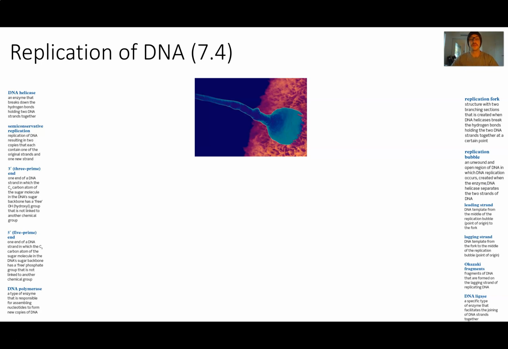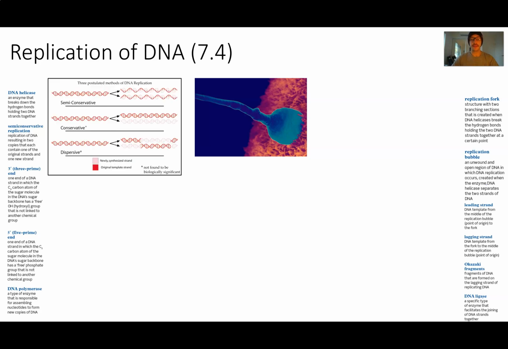So this process occurs in what's called the interphase stage of the cell cycle. And when it comes to the replication of DNA, there were three theories. The first is the semi-conservative. This was believed by Watson and Crick, two scientists who made massive contributions to our understanding of DNA. The next is conservative, and then we have dispersive.